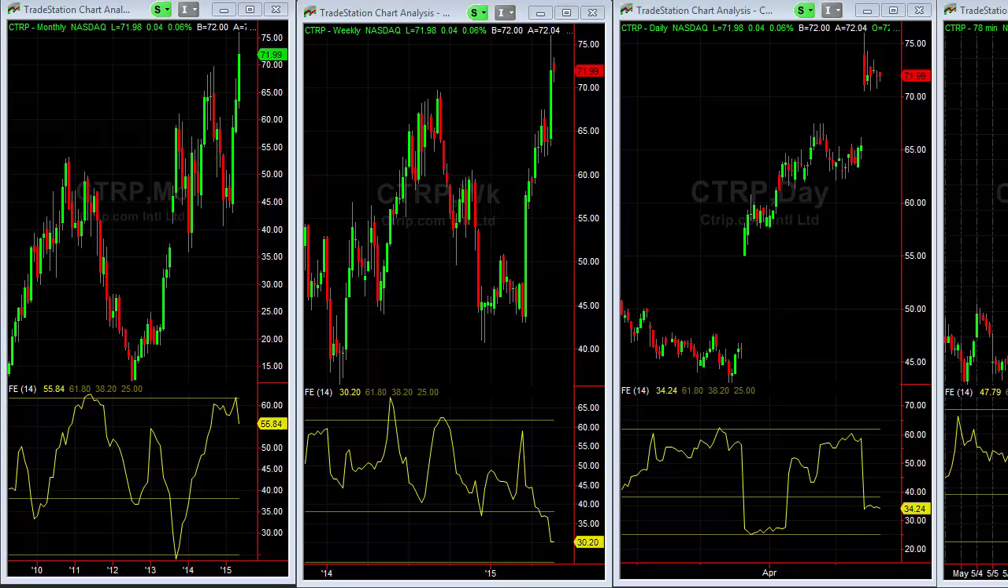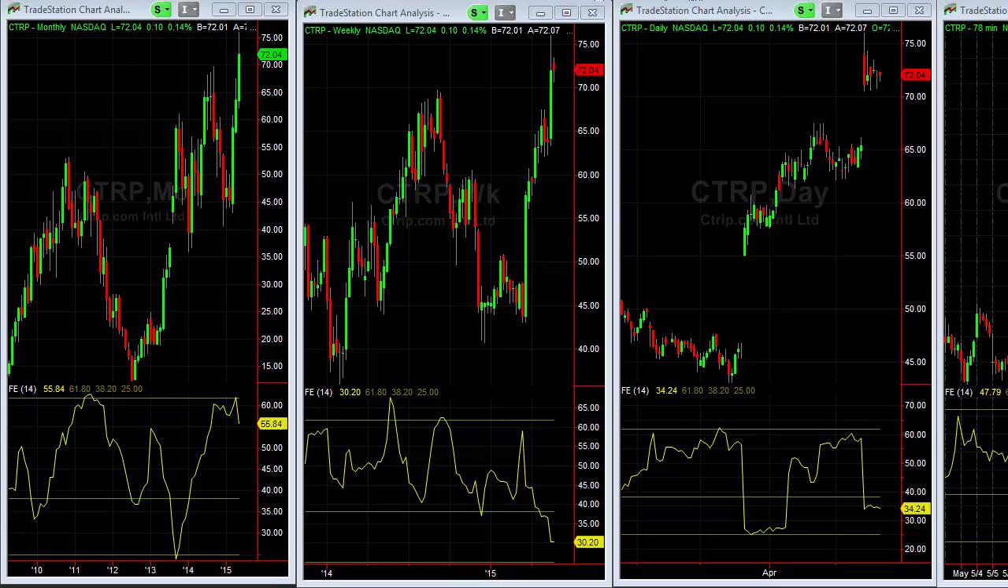What I want to show you today is how understanding what's going on with the price chart and being able to read these fractal energy values on each time frame can allow us to gain some edge based on what's happening on the different time frames.